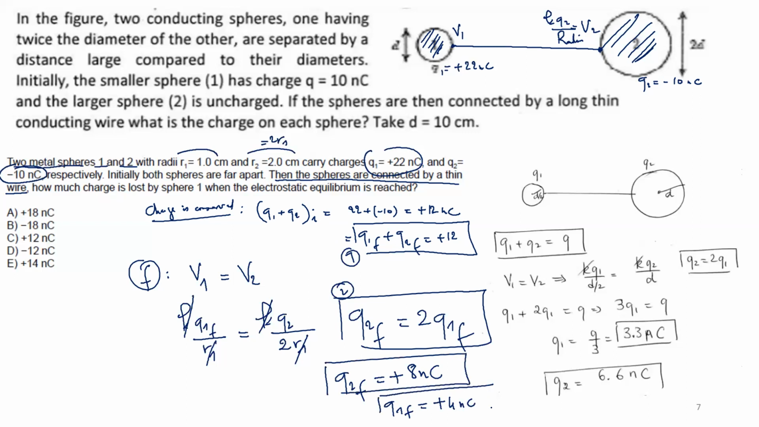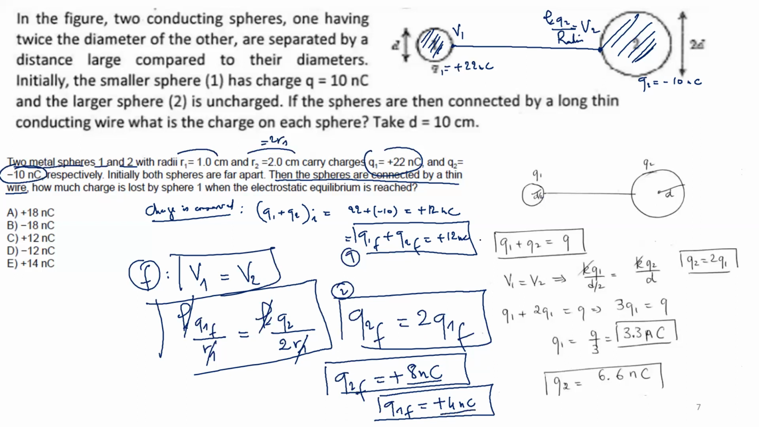Okay. If they had the same size, Q1 final and Q2 final would be equal, and each would be 12 divided by 2, which is 6 nanocoulomb, right? But they don't have the same size. So I have to use this equation and this equation that we already talked about. The larger sphere will have more charge. It will have 8, and this one will have 4. And of course, both of them respect equation 1 and equation 2.